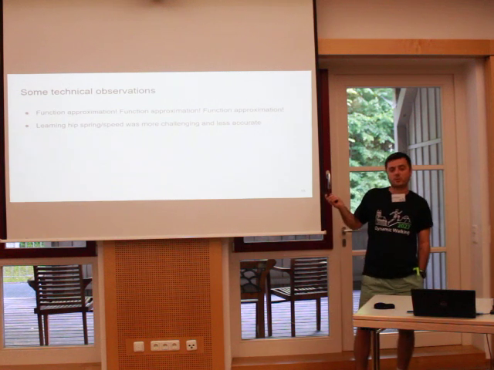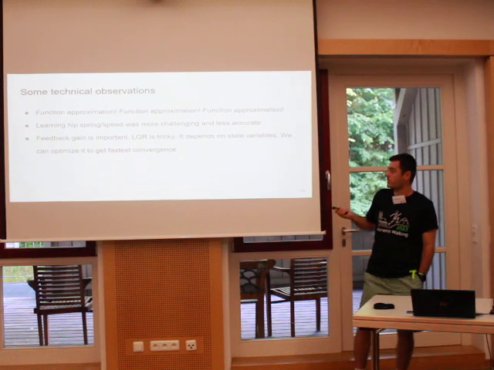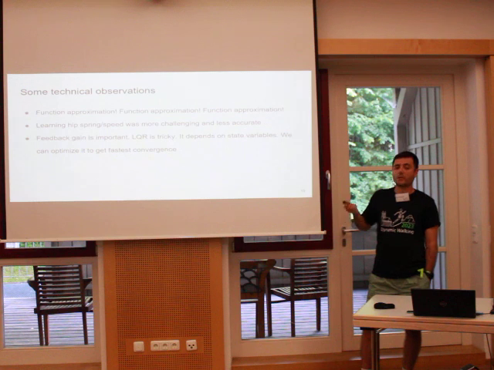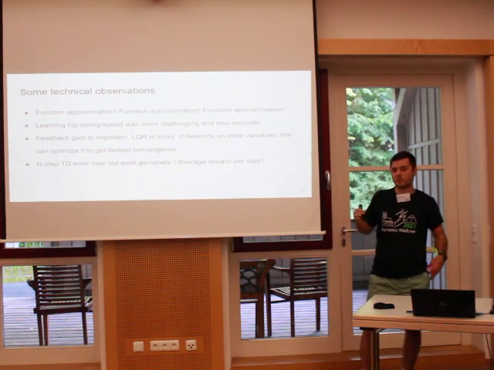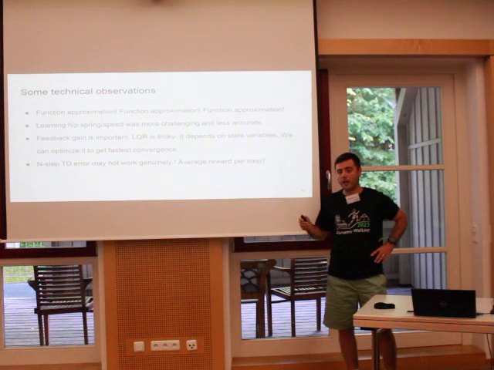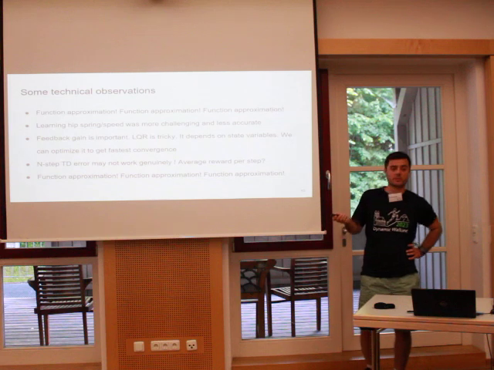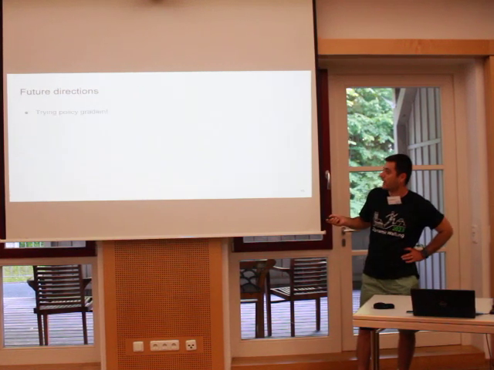Learning clip screening and speed was the most difficult part, as you saw. Feedback is important. We use LQR. It's tricky. It depends on your state values, and we can also optimize our gains. NSFT error, which is used in original reinforcement learning, may not be helpful here. We can discuss why. And again, function approximation is extremely important based on our experience.